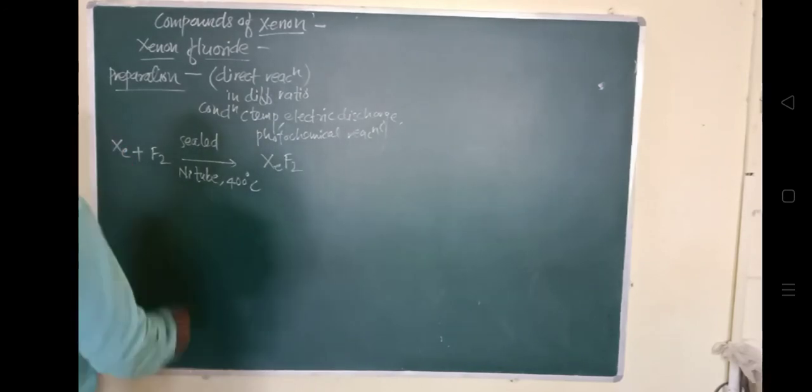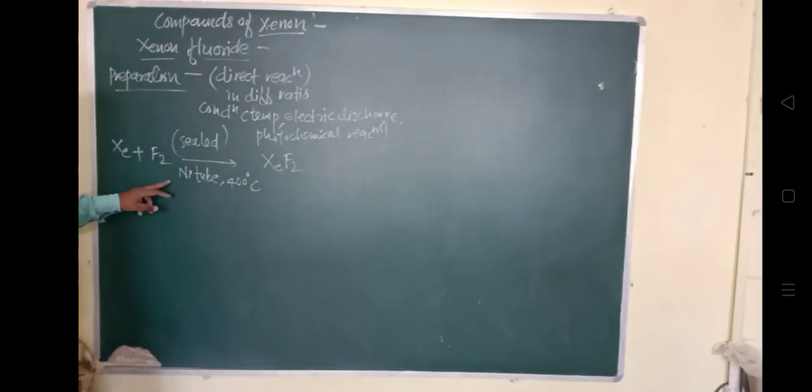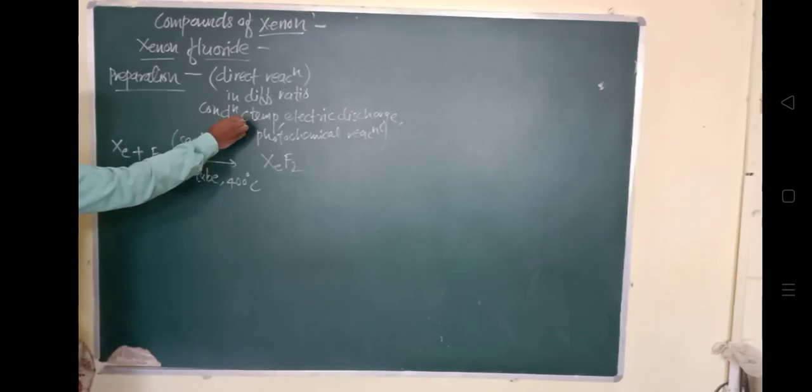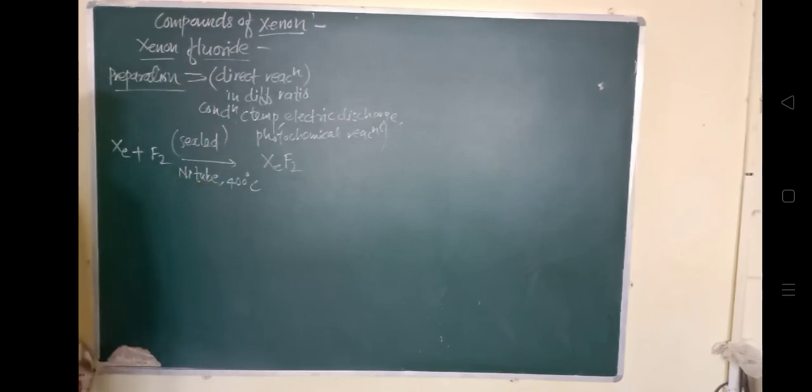The next is Xe plus twice F2. It is forming XeF4. The condition being minus 80 degrees Celsius and electric discharge. This is the condition, electric discharge condition.